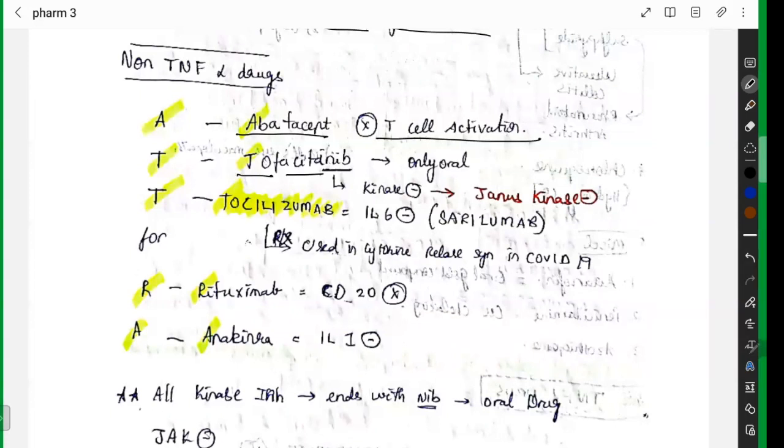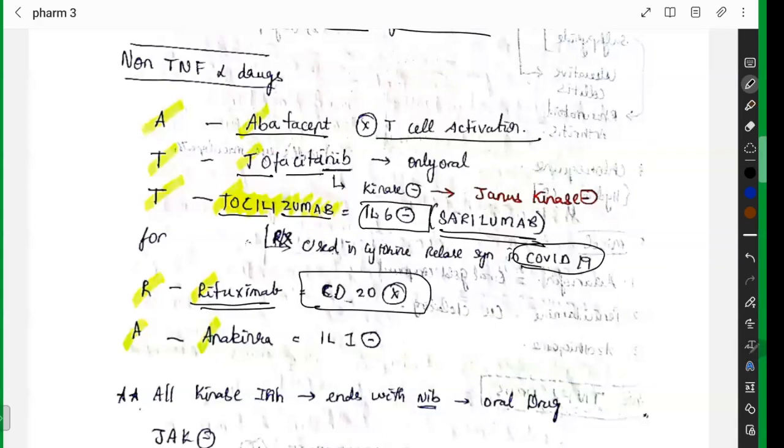Then you have tocilizumab. They are interleukin 6 inhibitors. Sarilumab is also an interleukin 6 inhibitor. This drug was used in COVID-19 to prevent the cytokine storm. So to prevent the cytokine storm in COVID-19, we were using this tocilizumab. Then R stands for rituximab, a CD20 inhibitor.